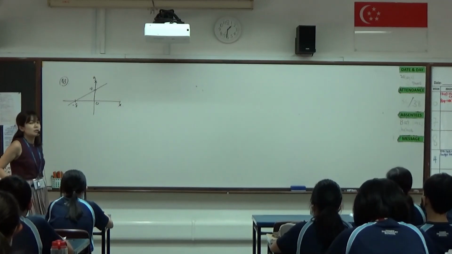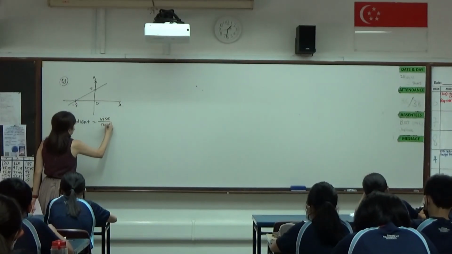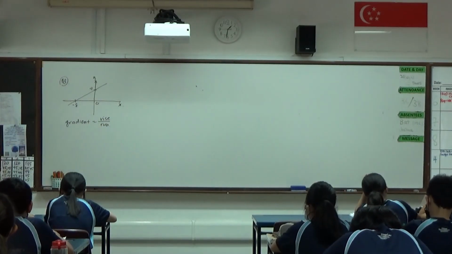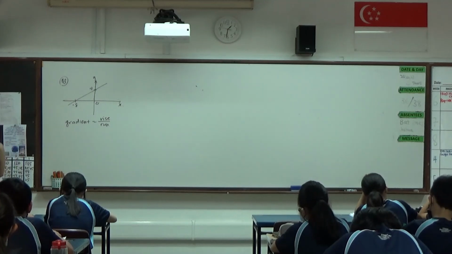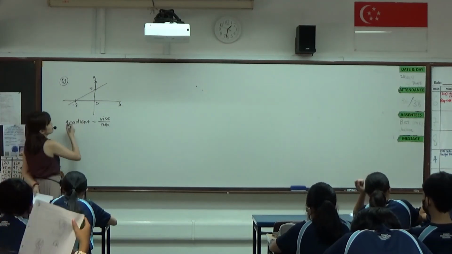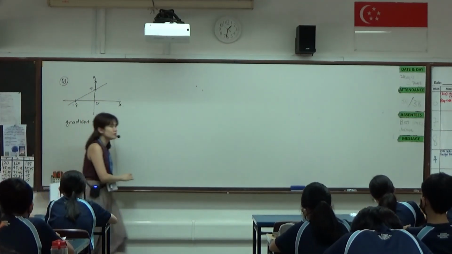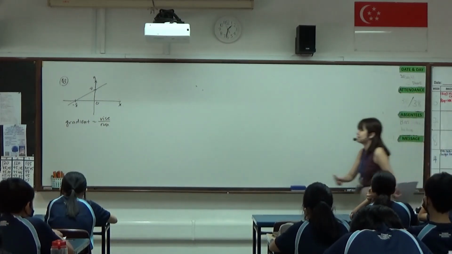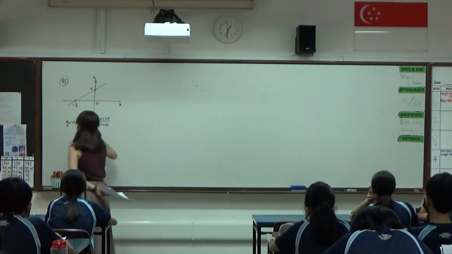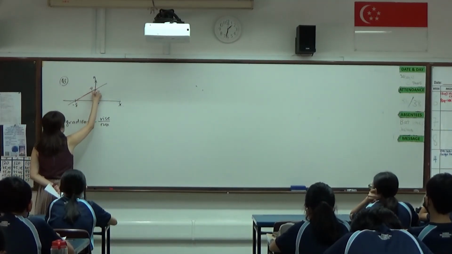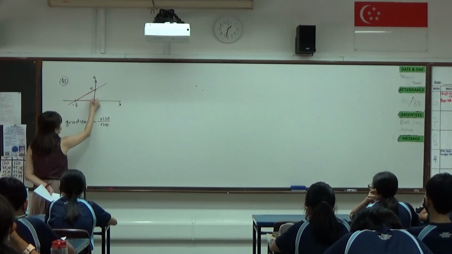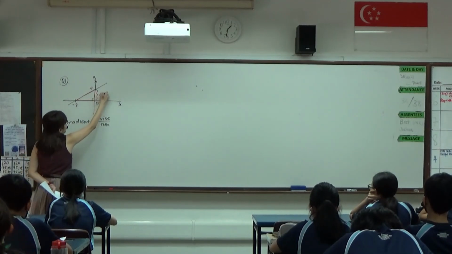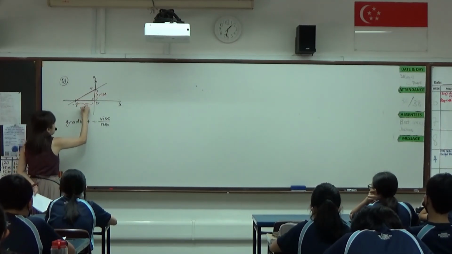Gradient, class? Rise over run, right? Great. That means you have studied already. But you must understand what rise means and what run means. Rise means upwards. So we need to look from the graph for a right angle triangle first, so that it will help us identify the rise and the run. The right angle triangle will be this one here. The rise will be this part, and the run will be this part.